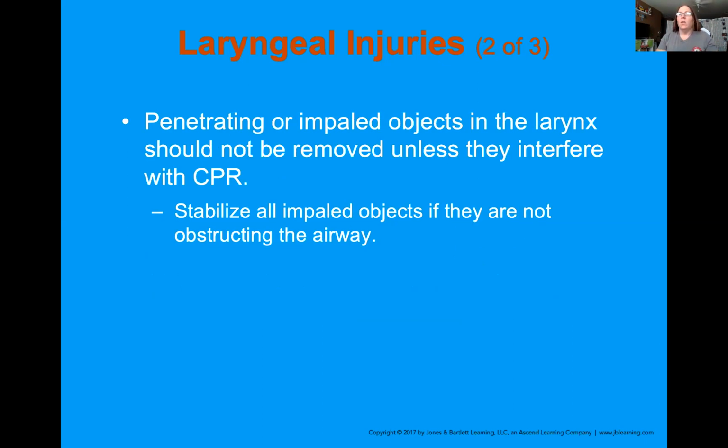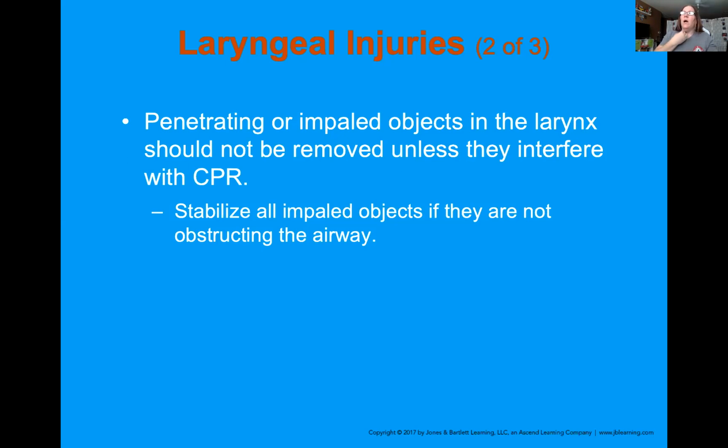All right, so there are only two times we remove a foreign object or impaled object from a person. One time would be if it is covering or causing an airway obstruction. The second time is if it's causing an obstruction to doing CPR, so if it's where your hands go for CPR. It does not mean that you can just remove that object if they're not in cardiac arrest and you don't need to put your hands there. You wait, because it can be tamponading off or pinching off the blood flow and actually controlling bleeding by being there.